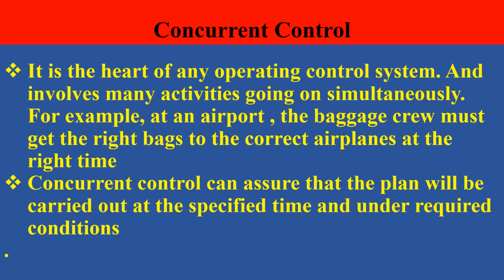Third type of control is the concurrent control. It is the heart of any operating system and involves many activities going on simultaneously. For example, at an airport, the baggage crew must get the right bags to the correct airplanes at the right time. Concurrent control can ensure that the plan will be carried out at the specified time and under required conditions.